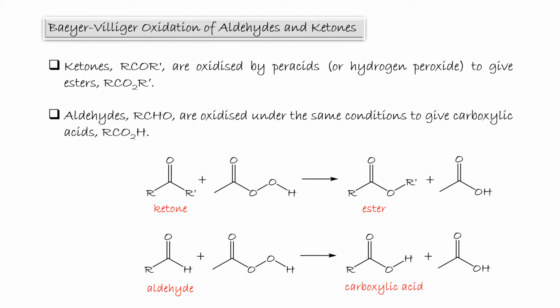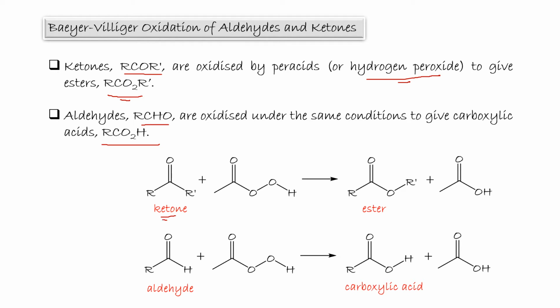Baeyer-Villiger oxidation of aldehydes and ketones. The ketone RC(=O)R' is oxidized by a peroxy acid or hydrogen peroxide to give RCO2R', an ester. On the other hand, aldehydes RCHO are oxidized under the same conditions to give carboxylic acid RCO2H.